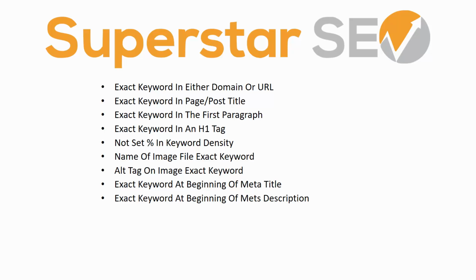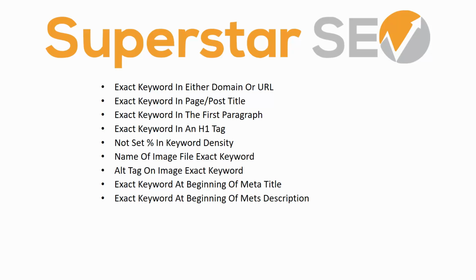The first thing you want to do is make sure you have the exact keyword in either your domain or your URL. You want to have your exact keyword in the title, whether it's a post or a page. You want to have the exact keyword in the first paragraph of your post. Sometimes Yoast is going to complain and say it's not there even when it is, but that's okay. If you know it's there, it's there. Don't worry about what the tool tells you. Just use your common sense. You want to have the exact keyword in at least one H1 tag.